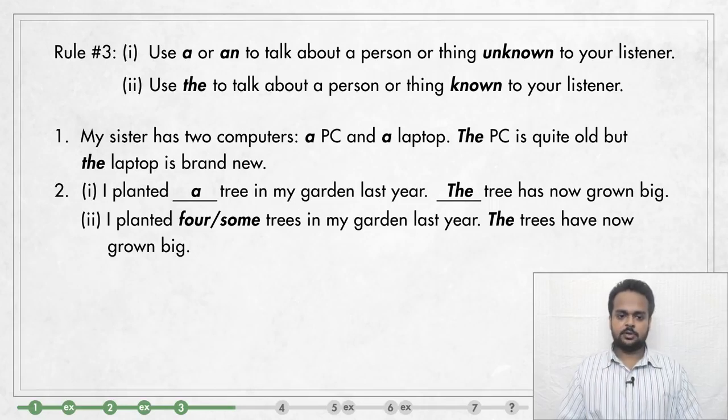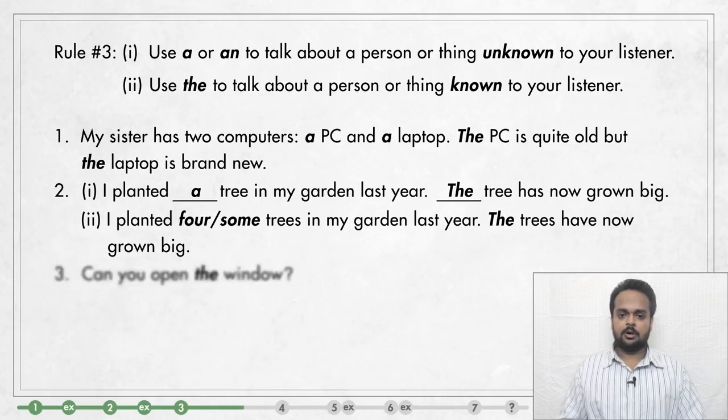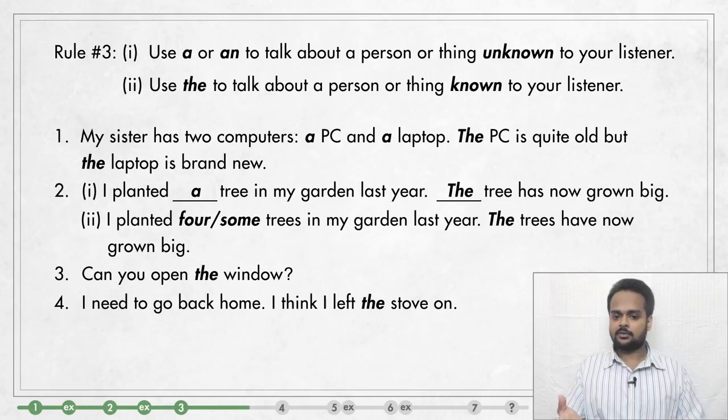In both of these examples, we first introduce something with a or an or some, and then we say the because the listener knows about them. But sometimes you don't need a or an because your listener will automatically understand what you are referring to. For example, can you open the window? If we're sitting in a room and if I say this to you, you will know which window I'm talking about. Or if I said, I need to go back home, I think I left the stove on. That means the stove might still be burning, but which stove? Well, you can understand from the situation that I mean the stove in my house.